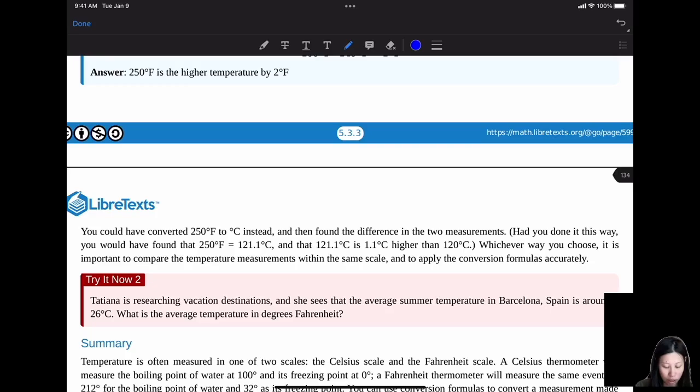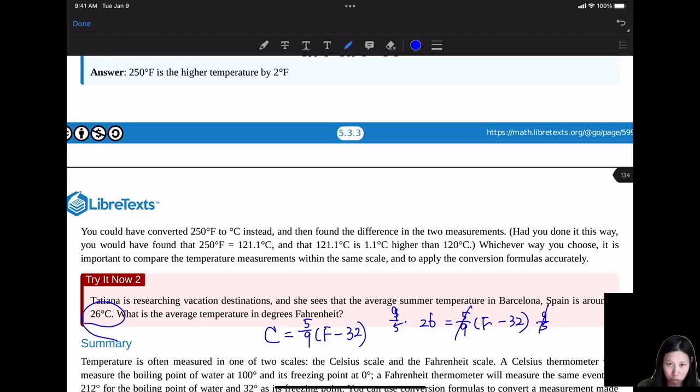Okay, now take a look at this one. Titania is researching a vacation destination. She sees the average summer temperature in Barcelona, Spain is around 26 Celsius. What's the average temperature in degrees Fahrenheit? So we have Celsius equals 5/9 times Fahrenheit minus 32. So Celsius is equal to 26, which is 5/9 F minus 32. The first step is we want to multiply by 9/5 on both sides so we can get rid of the fraction. And then you have on the left 234 divided by 5 equals F minus 32.